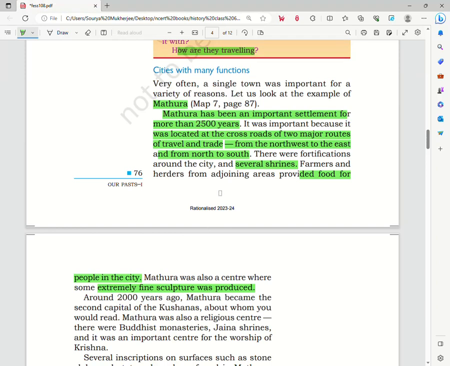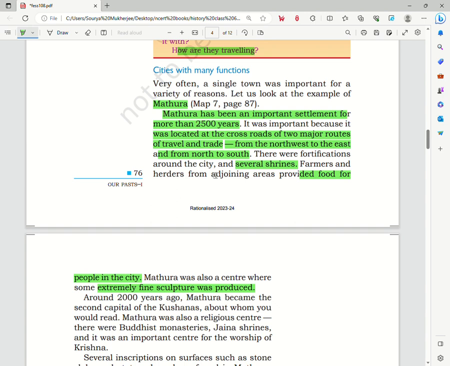So we read that Mathura was an important center for trade and travel, because it was located at the crossroads of two important routes. As we have read about the Dakshin Patha, the road that goes from north to south, and the Uttara Patha, from east to west, all these roads met and passed through Mathura. So it sat on the crossroads of these important routes for trade and commerce, where people used to travel frequently.